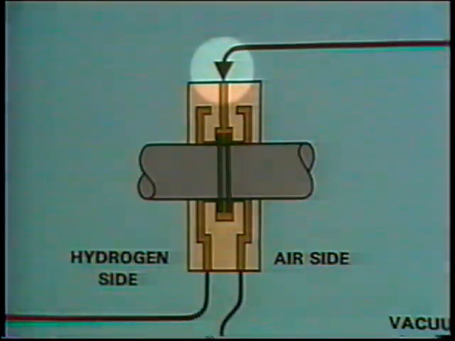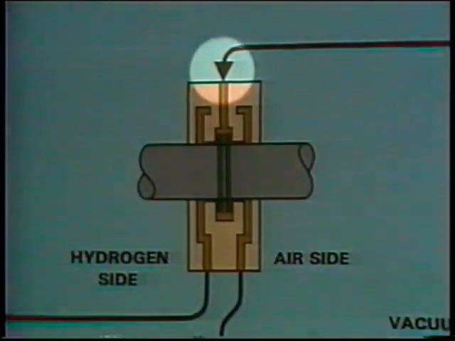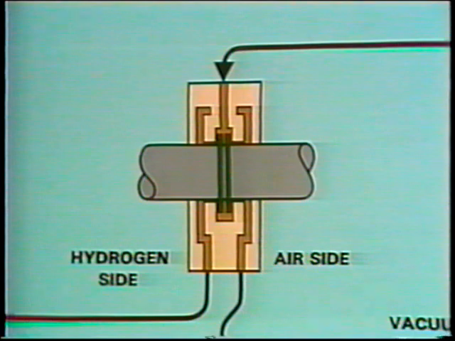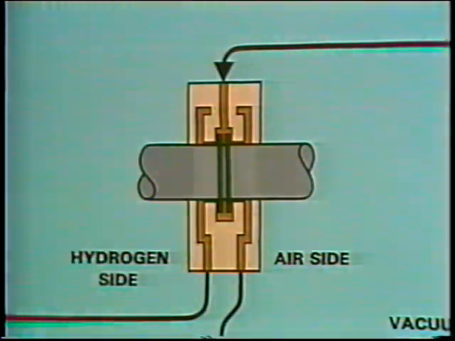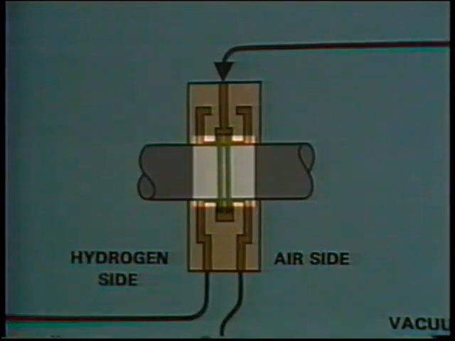Oil's fed into the center of the seal. There are two ways in which oil can flow. In our example, the left side of the seal leads to the hydrogen side, and the right side leads to the air side. Oil flows past seal rings and along the shaft in both directions.